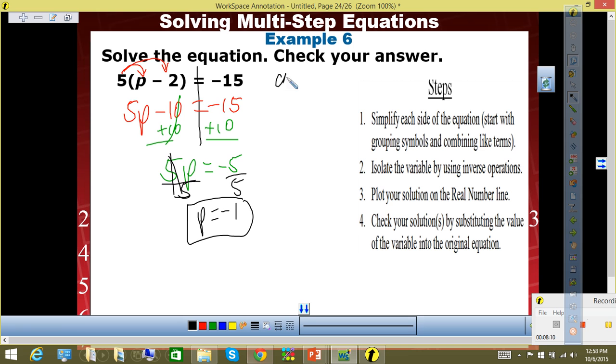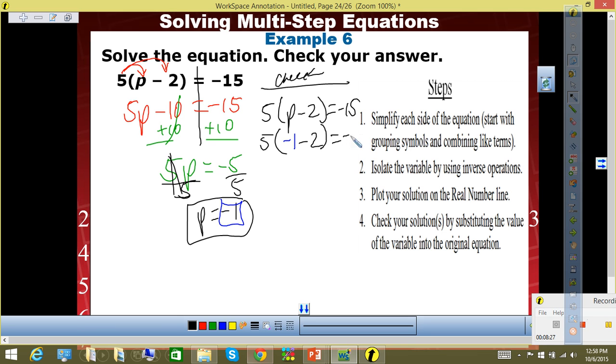Is that correct? Check. We write 5 parentheses p minus 2 equals negative 15. But instead of p, I'm going to substitute negative 1 in here. Negative 1. And I bring everything else down. The 5 parentheses, the negative 2 parentheses equals negative 15. Inside the parentheses with negative 1, negative 2, that's negative 3. Negative 3 times 5, that's negative 15. Is that equal to negative 15? Yes. Check. How we doing? Good? All right, let's move on.